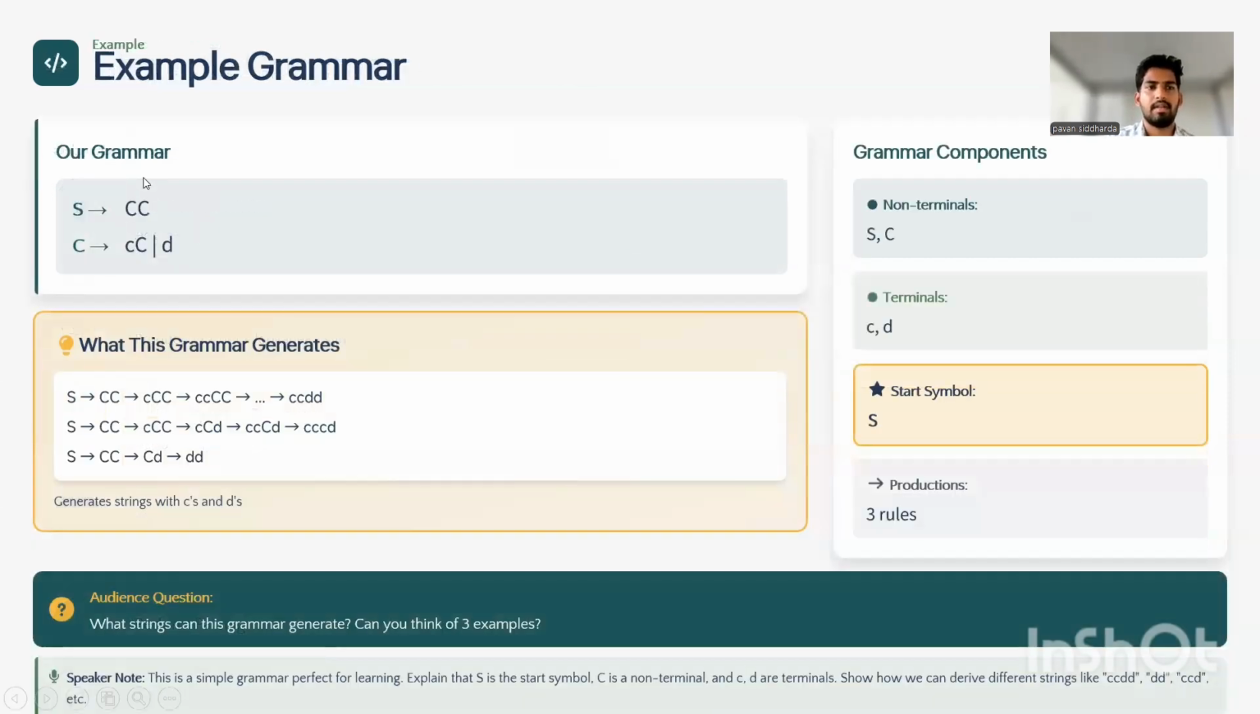Coming to the grammar example, we have taken S gives rise to CC and C gives rise to small c C, and D.